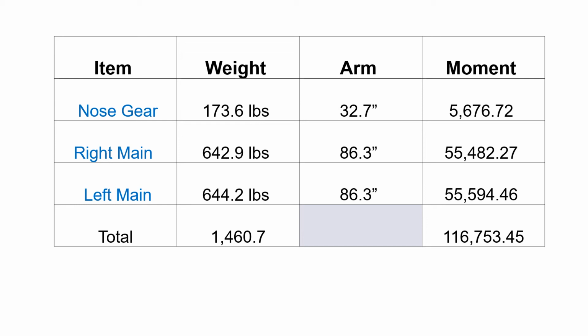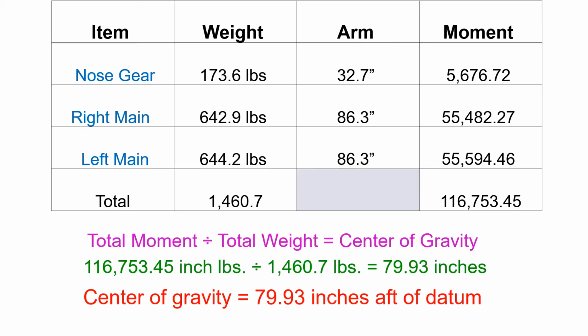Once we have calculated moments for each individual item, we sum those moments to come up with one total moment. We sum the weights of each item to come up with a total weight. Once we have a total moment and a total weight, we divide our total moment by the total weight to get our center of gravity.